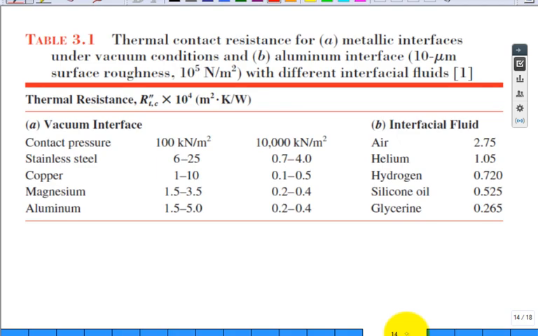So you go to this table. We want to spend a little time on Table 3.1. We have the thermal contact resistance for part A. Where is part A? Right here. That's part A. And then for part B, that's over here. Part B. But look at metallic interfaces under vacuum conditions. So forget about air or silver paste, whatever. It's just vacuum condition. Could you ever have two metallic surfaces in contact in vacuum conditions?